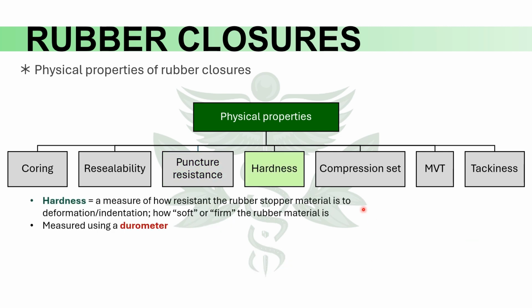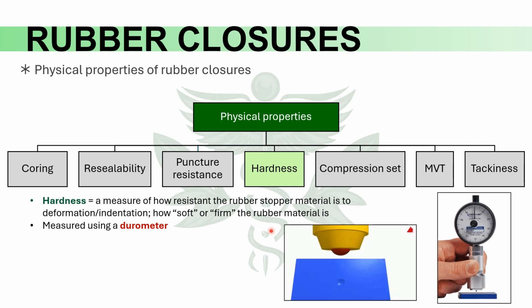Hardness. From its name, hardness is simply how soft or firm the rubber material of the stopper is. More precisely, it is a measure of how resistant the rubber stopper material is to deformation, and we can use a durometer to measure it. This is what the durometer device looks like. In order for us to test the hardness of the rubber material, the durometer is pressed down on the rubber and the indentation depth created by the indenter is measured, as we can see in this demonstration right here.